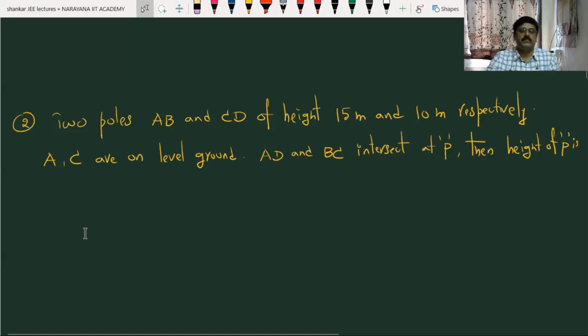Students, next problem. Two poles AB and CD of height 15 meters and 10 meters respectively are there. A, C are on level ground. AD and BC intersect at P. Then height of P is, this is the problem given, students. It is a numerical type problem given from the sources that we have got on memory based retention. Now see, students, how to crack this problem.